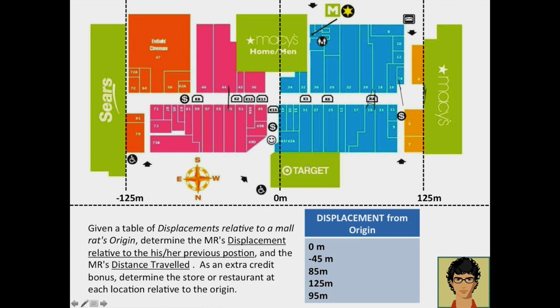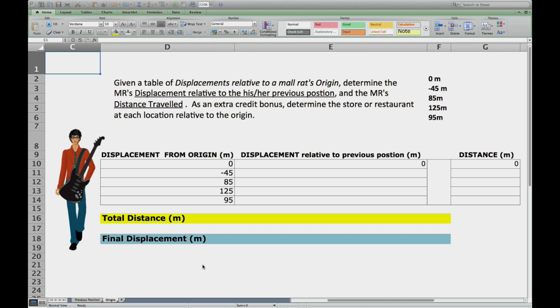Let's take a look at that in some detail and actually make some of the calculations to find displacement relative to his or her previous position and the distance traveled. Here we are. Okay, here's our table, and let's do these calculations out. Notice that the mall rat starts off at the origin, goes towards Sears at a distance of 45 meters in the negative direction. So the displacement relative to the previous position, which was 0, will be the same thing, negative 45. And the distance, positive 45. That's how far the mall rat has gone in that leg.